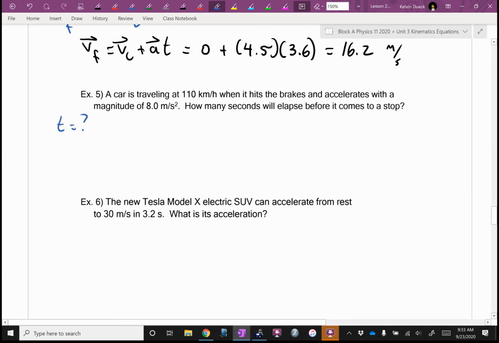Why don't I like this question? First of all, I do like this question. But just as a nerd, what don't I like about this question? That we're going to have to do a unit conversion. So, what is that 110? Which one? That's the final velocity? I think it's the initial. So I'm going to write VI equals 110 kilometers per hour.